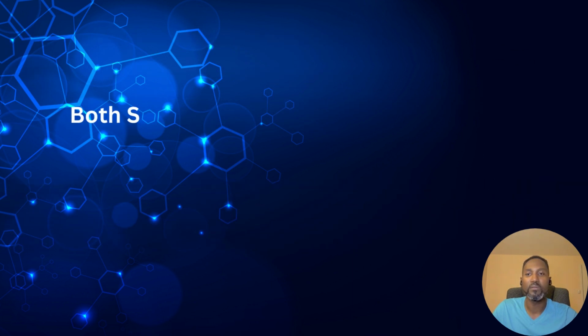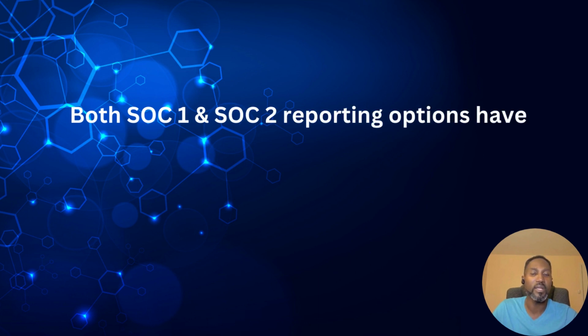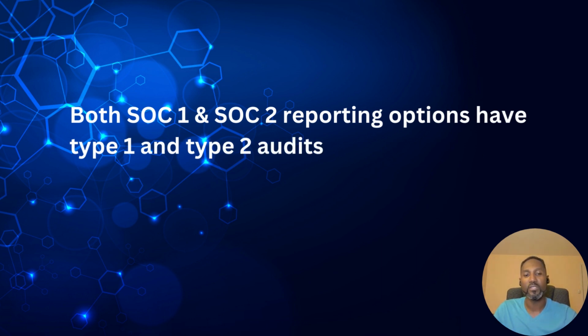Now, both SOC 1 and SOC 2 reporting options have type 1 and type 2 audits. So it's easy to get it confused, and that's the reason why I did it this way. You have SOC 1 and SOC 2, but for SOC 1, you also have type 1 and 2, and SOC 2, which is mainly security, also has type 1 and type 2.